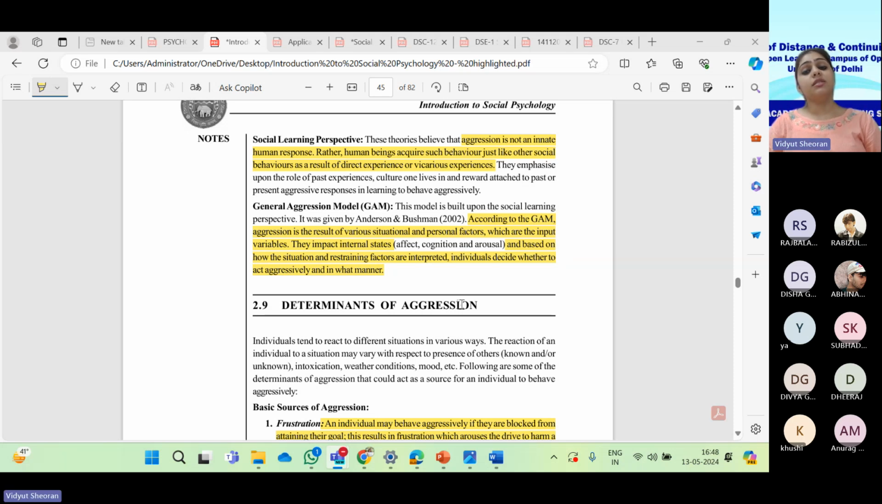Next comes the General Aggression Model. It was given by Anderson and Bushman in the year 2002. According to this model, aggression is the result of various situational and personal factors. देखिए कई बार हमारे टेम्परामेंट में प्रॉब्लम्स आ जाती है. We have temper tantrums, which is very much personal.